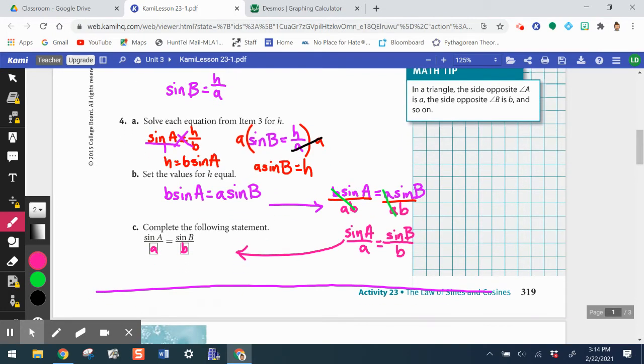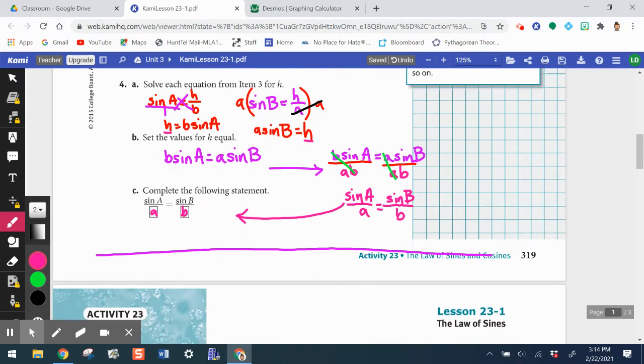Then it said set the values for h equal. Notice both of these equations say that b times the sine of A is equal to h, and a times the sine of B is equal to h. So they equal the same thing, therefore we can set them equal to each other. That's called the transitive property, if we recall that. Two things that are equal to the same thing are equal to each other. So item B, we have b times the sine of A equal to a times the sine of B.